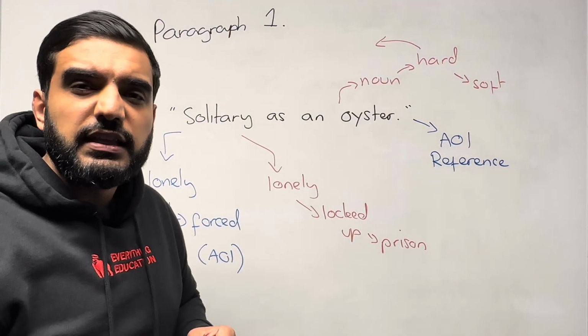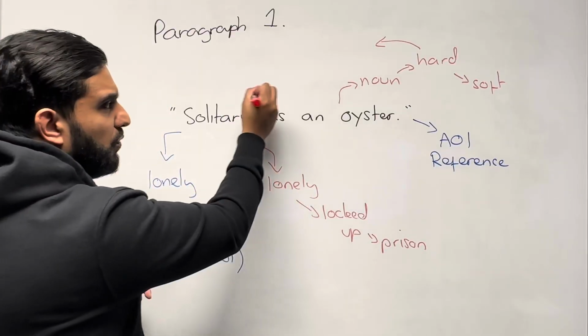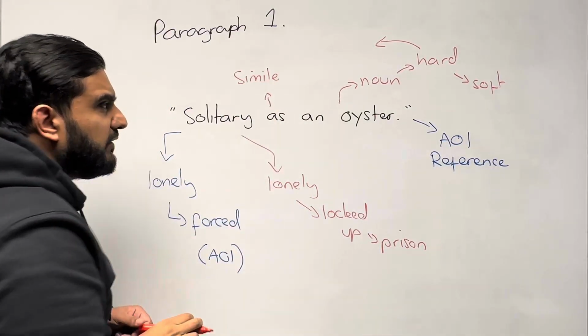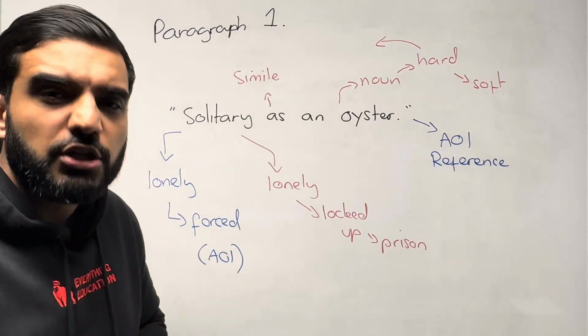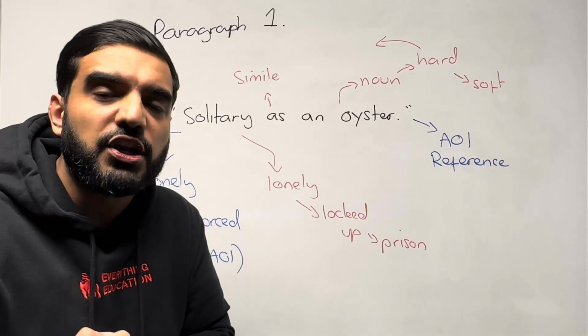Oyster, this hard shell on the outside, it's a simile, right? Guys, we all know this is a simile, right? It's saying that Scrooge is lonely, Scrooge is confined, Scrooge is locked up, Scrooge is shut off from the rest of the world, just the way the oyster is.